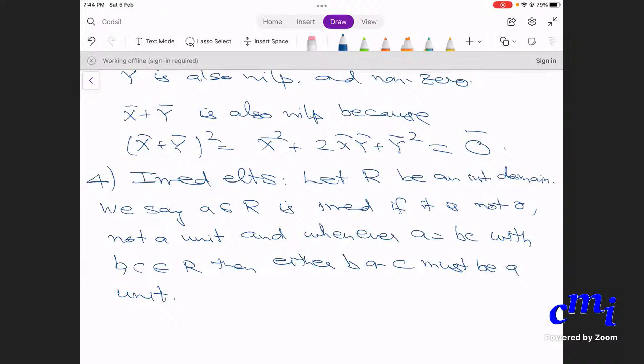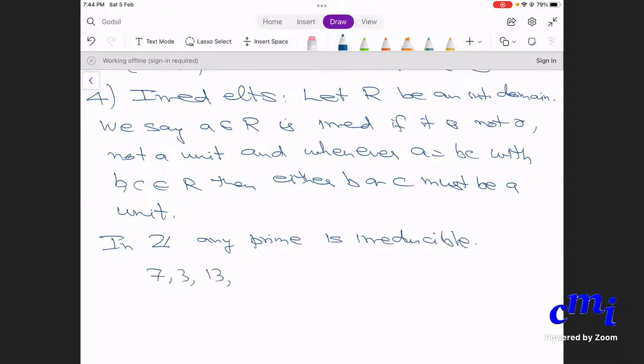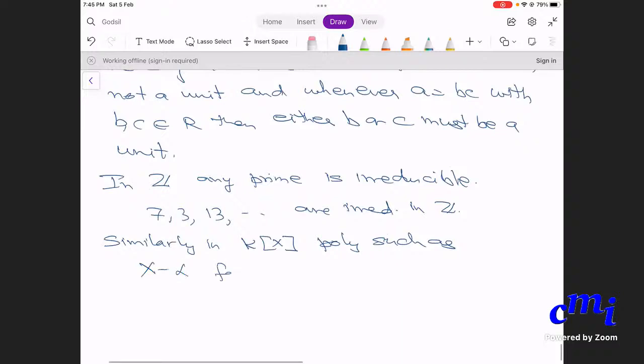So we know lots of examples of irreducible elements in the familiar rings such as Z and k[x]. Let's just look at this a little bit. In Z, any prime is irreducible. So 7 or 3 or 13, all of these are irreducible in Z. They cannot be written as a product of two things, with both of those things being non-units. Similarly, in k[x], polynomials such as x minus alpha for alpha in k are irreducible. Any second degree polynomial. Any?